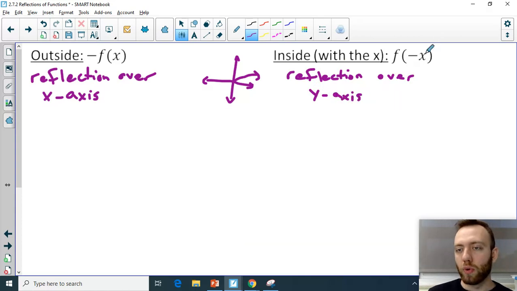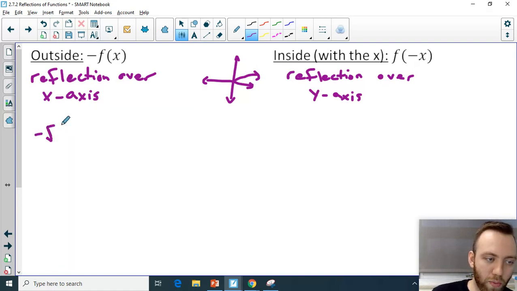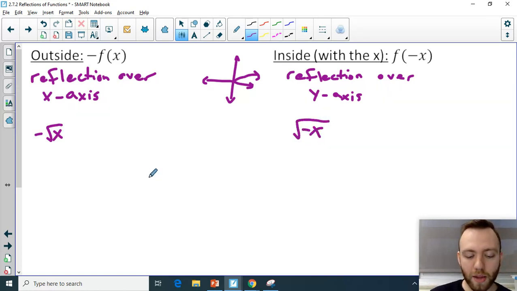And because when we have f of negative x inside, we're saying take whatever values you had for positive x and make it negative x, right? And so that would be a reflection over the y-axis. And so for our example of the square root, the negative on the outside would be like that, and on the inside with the x would be in there like that.